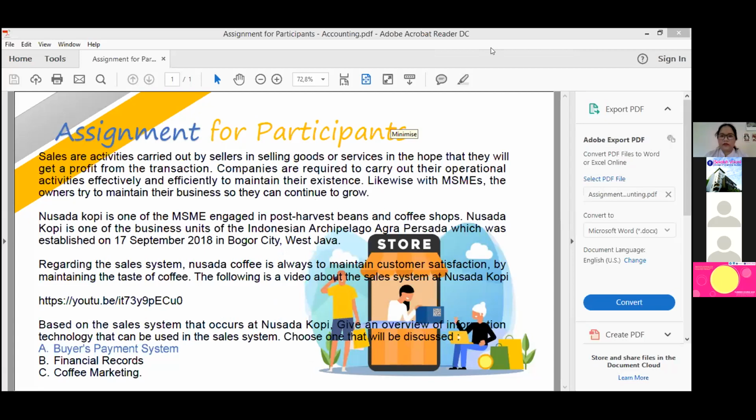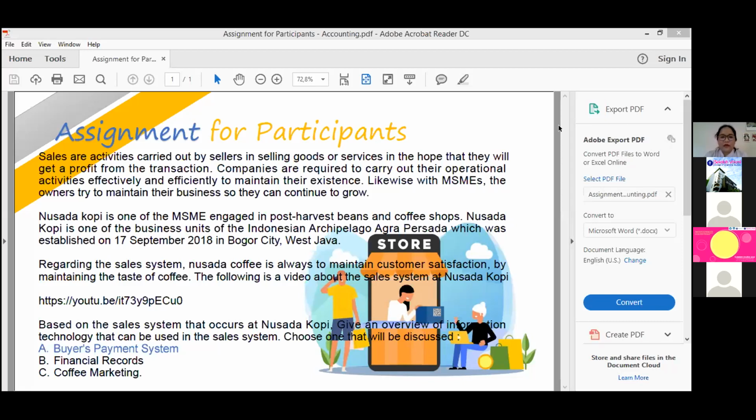Okay, can everyone see this? This is the assignment for participants. Sales are activities carried out by sellers in selling goods or services in the hope that they will get a profit from the transactions. Companies are required to carry out their operational activities effectively and efficiently to maintain their existence. Likewise with MSMEs, the owners try to maintain their business so they can continue to grow.